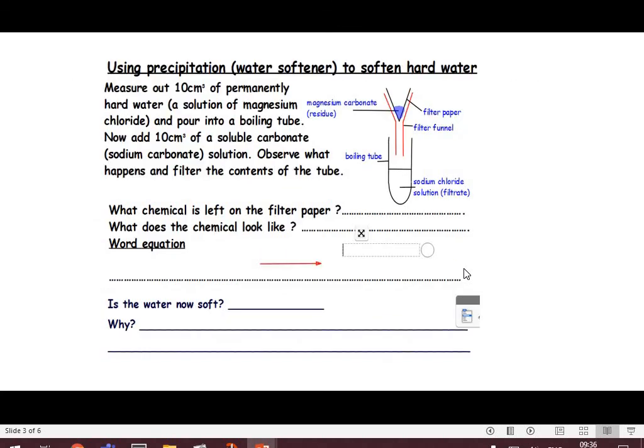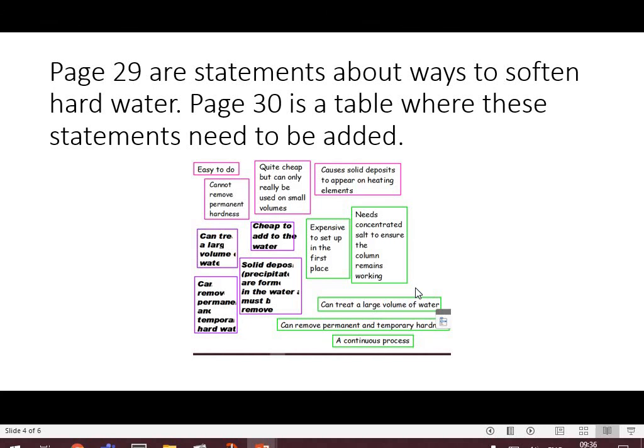I've completed the diagram on this one for you, so you know what the residue and the filtrate are, so you'll be able to hopefully complete the rest of the questions. On page 29, you've got statements now about ways to soften hard water. The statements are going to be about boiling or adding water softener or an ion exchange column. So they each link to one of those.